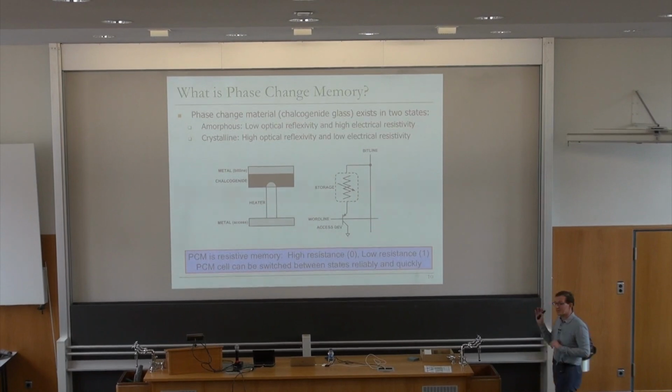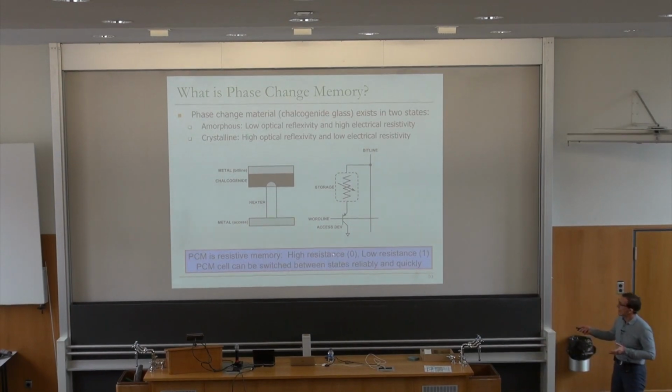So basically that's why this has become really interesting recently. Even though this technology was very well known since the late 1950s, early 1960s, and it's very well employed in rewritable CDs, the read devices were not fast enough for main memory purposes, but these devices became fast enough for main memory purposes now. As a result, we now have prototypes of phase change memory that can be switched between states reliably and quickly.